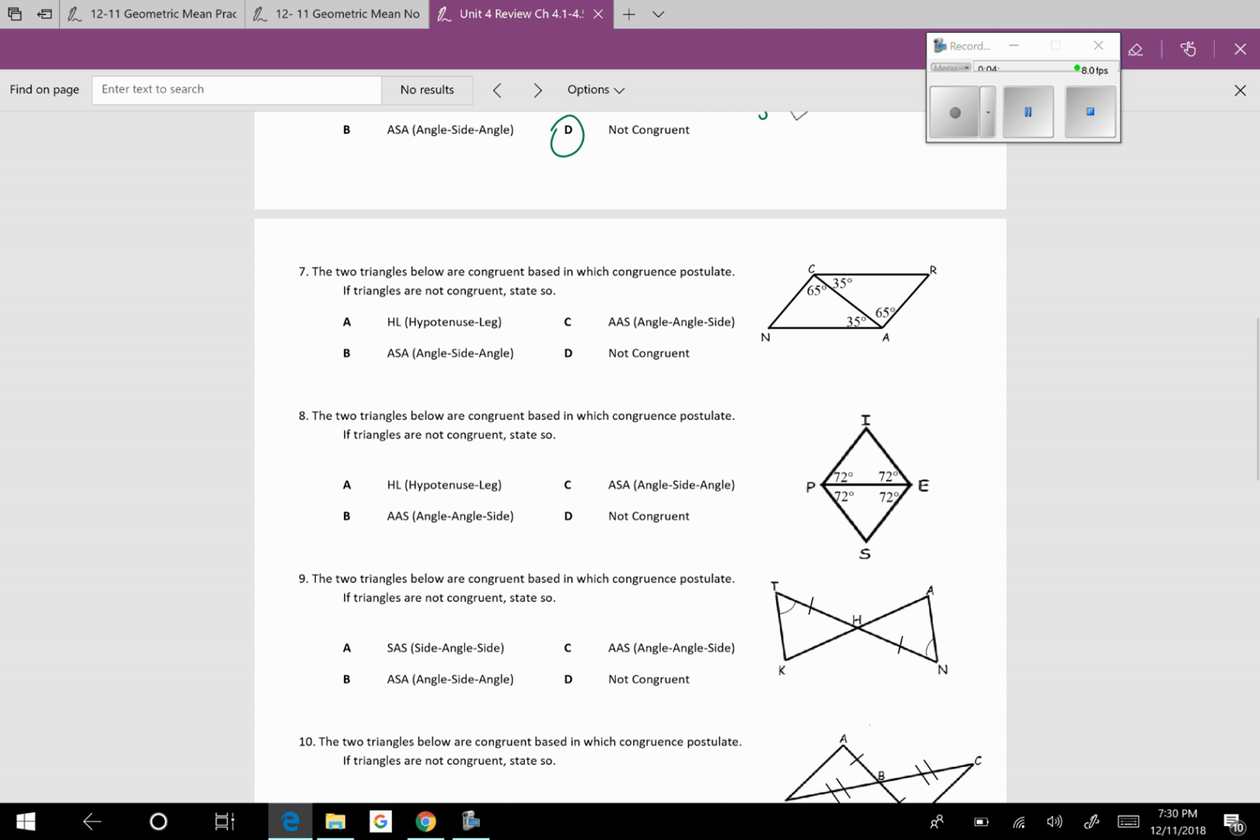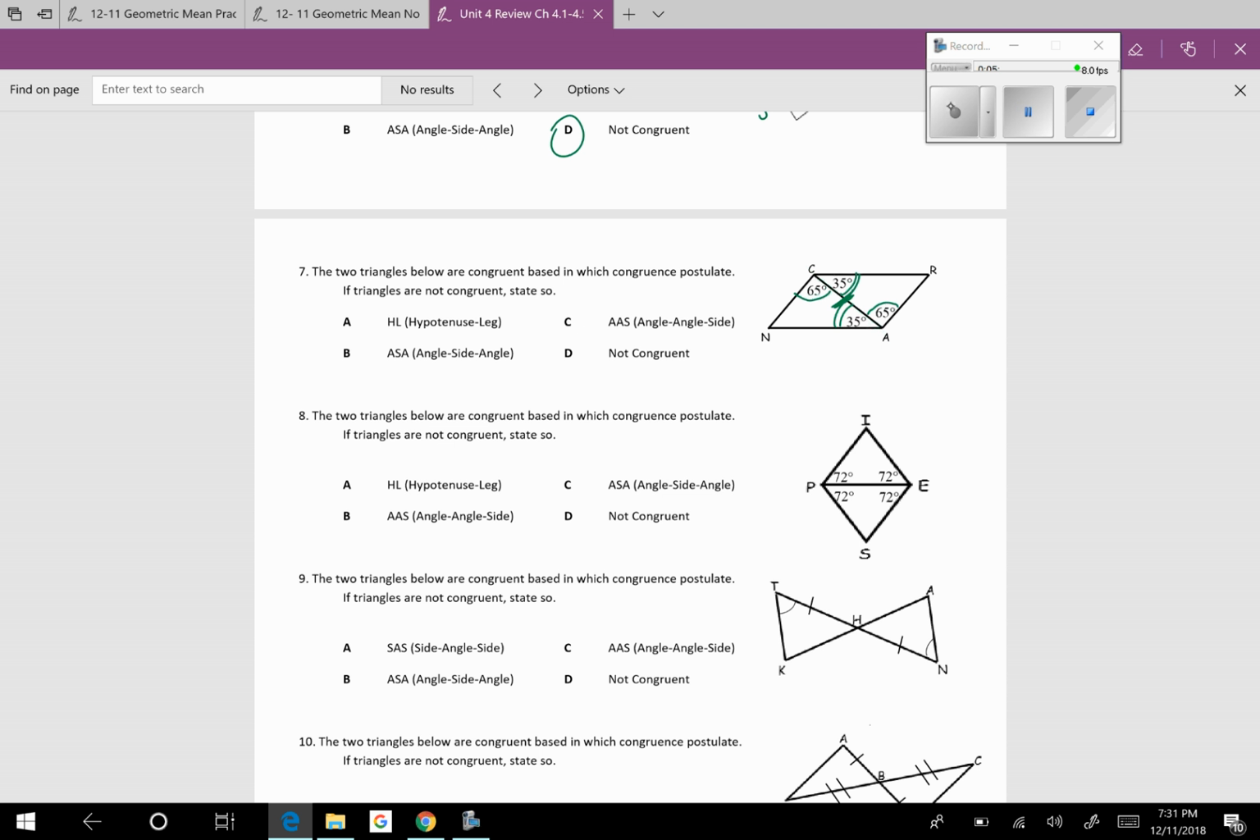Okay, number 7. The two triangles below are congruent based on which congruence postulate? If they are not congruent, state so. All right, so we have a 65-degree angle. That's congruent to this other 65-degree angle. And then we have these two 35-degree angles. Those are congruent to each other. And then this line in the middle, that is a side that they both share. So we're going to mark that side with a tick mark.